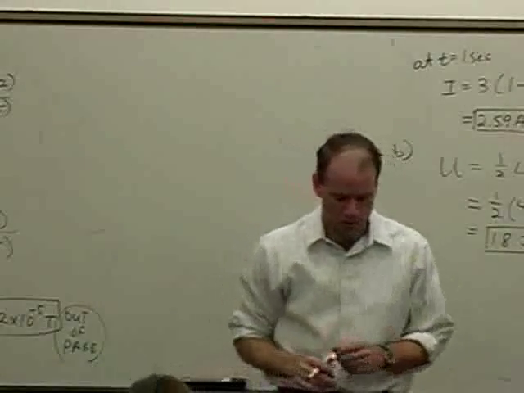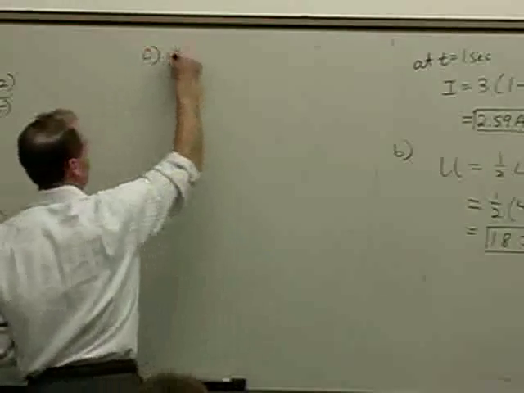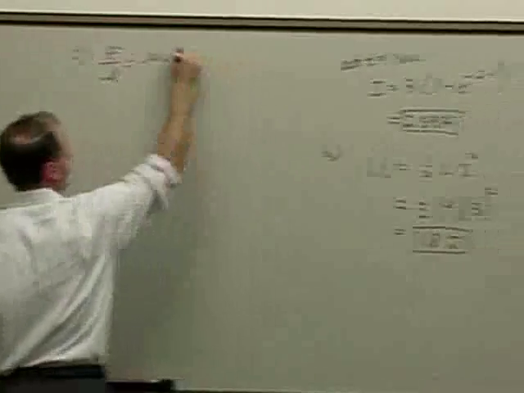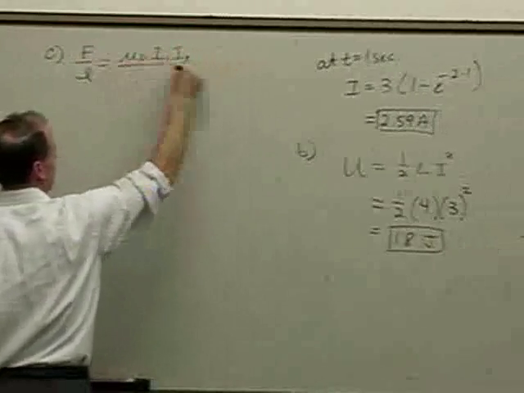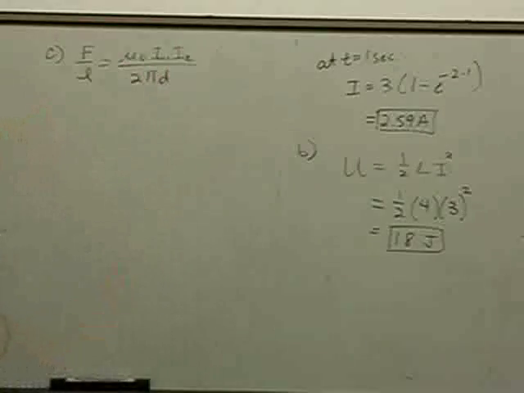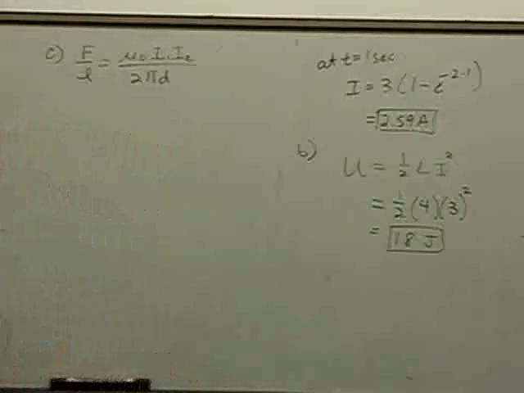Part C, what is the force per length between the wires? There's a formula for that. It looks like this. Force per length is equal to mu naught current 1 times current 2 over 2 pi d, where d is the actual distance between the wires.